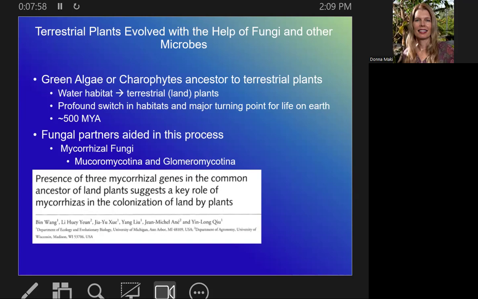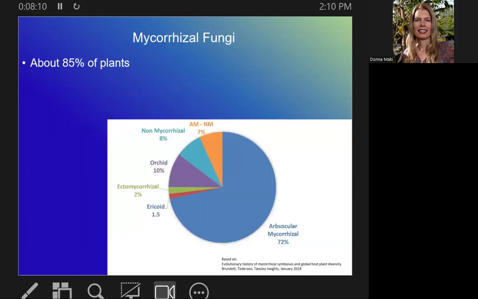So if you think about all the different plants out there, there's a lot out there, and most of them are forming this relationship with these fungal partners. Depending on, again, who you talk to, some sources say 85% of plants. I've seen that push to 90. So 85 to 90% of plants that are on the face of the earth form this relationship with mycorrhizal fungi.